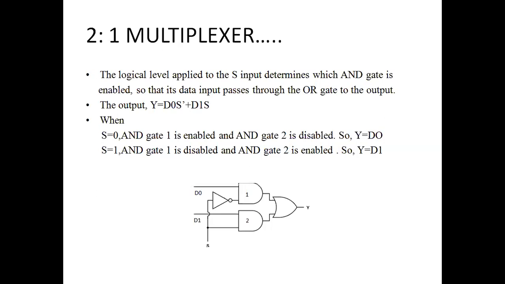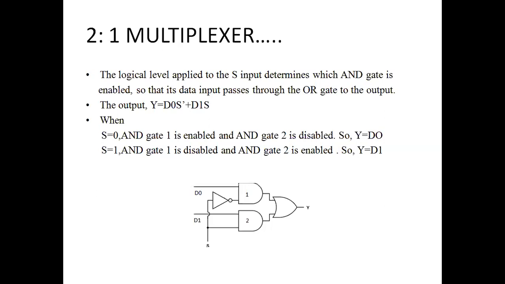So when S is 0, the output is D0, and when S is 1, the output will be D1. Now in between, in case of multiplexers, we always take the OR gate between two different individual terms, and between single individual inputs we take the AND gate. So between D0 and S bar there will be an AND gate, but between D0 S bar and D1 S we will take the OR gate, right? Just look at the logic diagram.